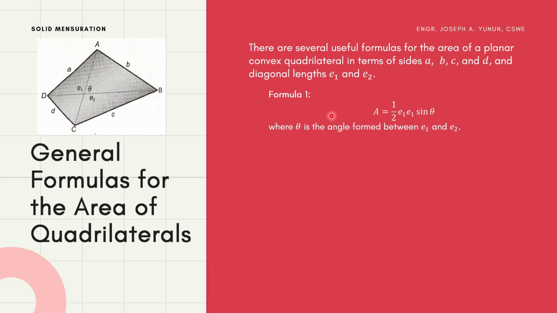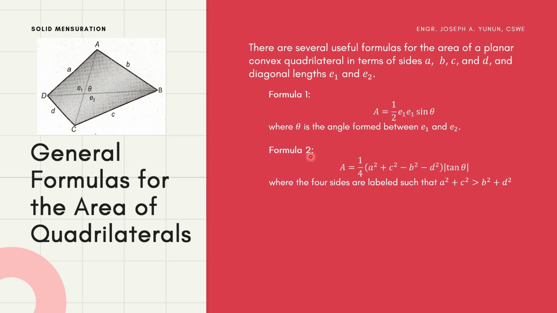Okay, so for the area, if you are given the diagonals and the angle formed between the diagonals, you have this formula, which is stated as 1/2 the product of diagonal 1 and diagonal 2 multiplied by sine theta. And for formula 2, you have 1/4. Okay, so there's a correction here. It should be E1 multiplied by E2. Okay, so E1 and E2, so you take note of that. So 1/2 of diagonal 1 and diagonal 2, or E1 and E2.